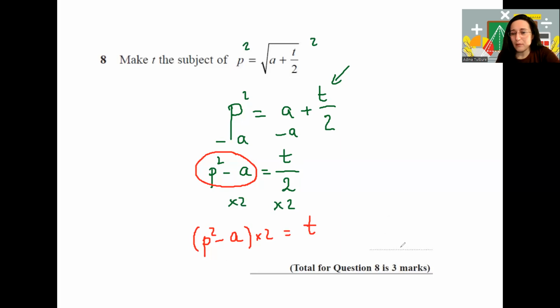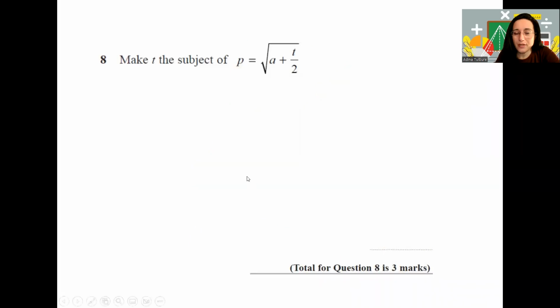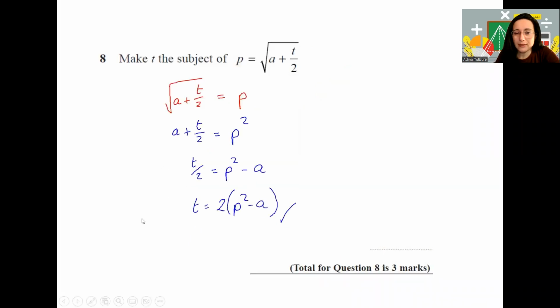Okay, the usual way of writing this expression is 2, brackets p squared minus a will equal t. So that's our t, the subject of our equation, or the subject of our formula. Okay.